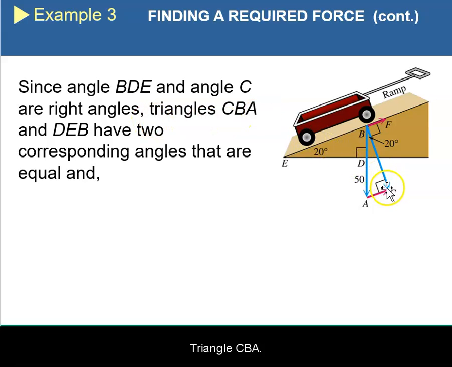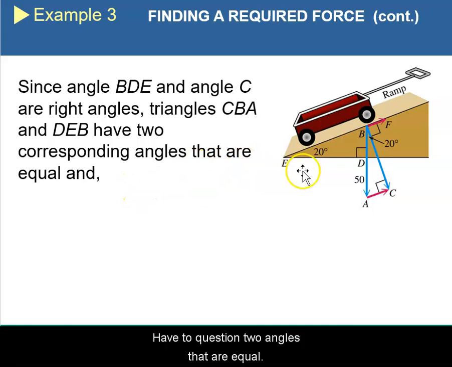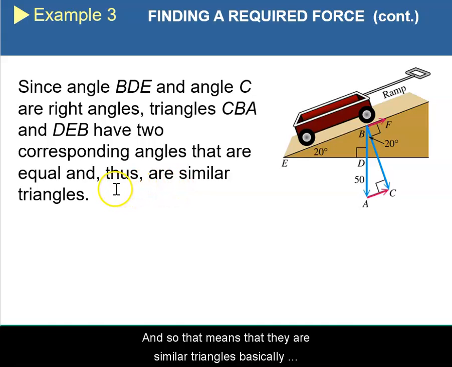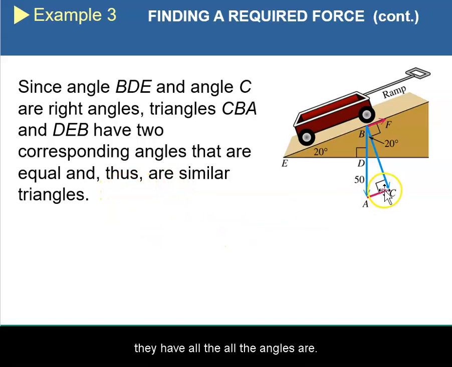Triangle CBA and DEB, right? So I have two corresponding angles that are equal, which is the 20 and the right angle. And so that means that they are similar triangles. Basically, all of their angles are the same.